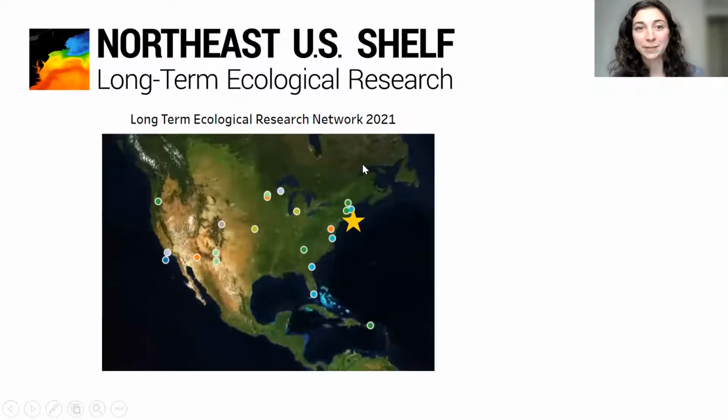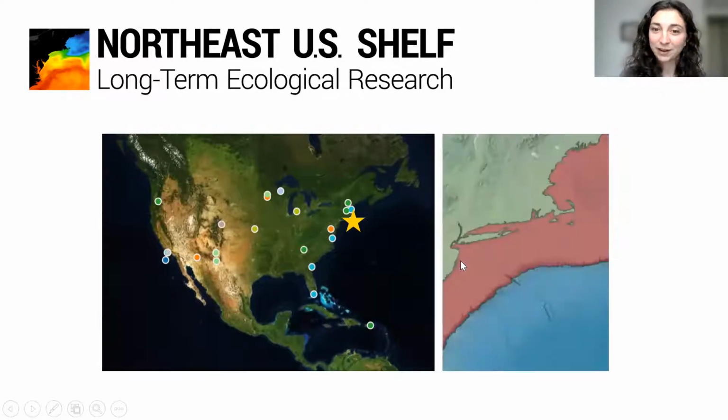So those observations are going to be coming from the Northeast U.S. Shelf Long-Term Ecological Research Site, which is shown by the star here. If we zoom in there, we can see our region has this nice wide continental shelf where most of our sampling takes place. And in particular, we're going to be focusing on this region south of Cape Cod.